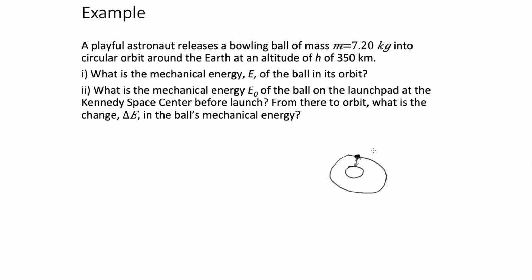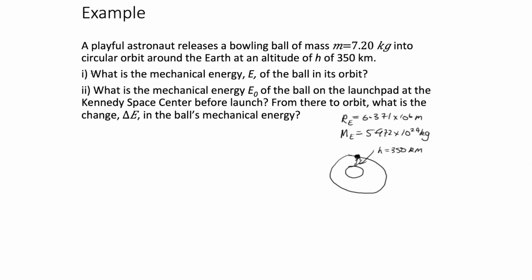This distance here is h, equal to 350 kilometers, and some other useful data which we can get off the data sheet is that the radius of the Earth is equal to 6.371 times 10 to the 6 meters. So this radius should be much greater than this height here. And the mass of the Earth is equal to 5.972 times 10 to the 24 kilograms.